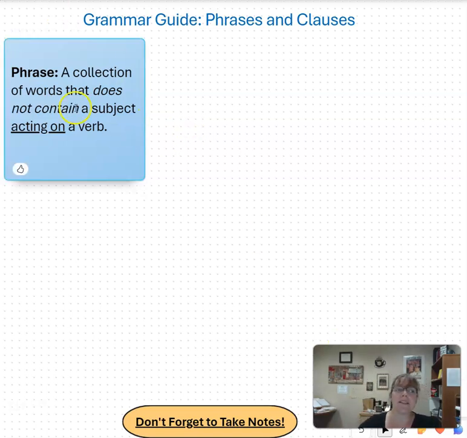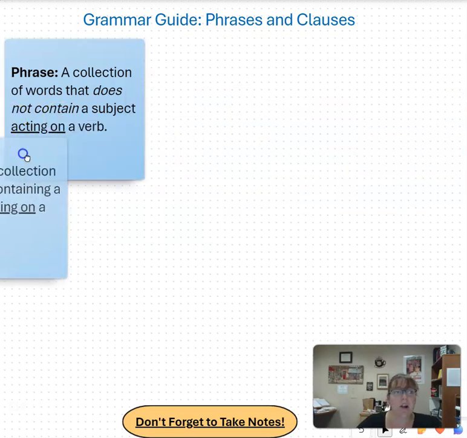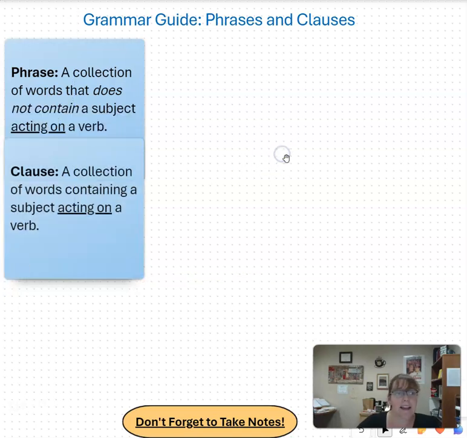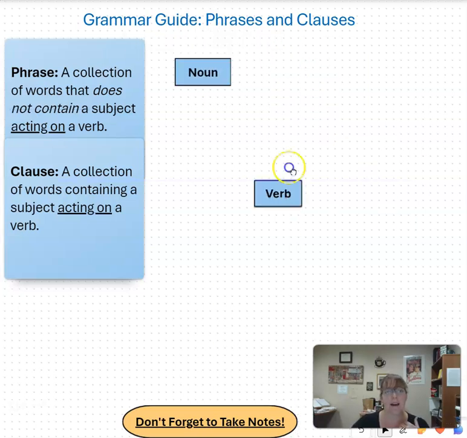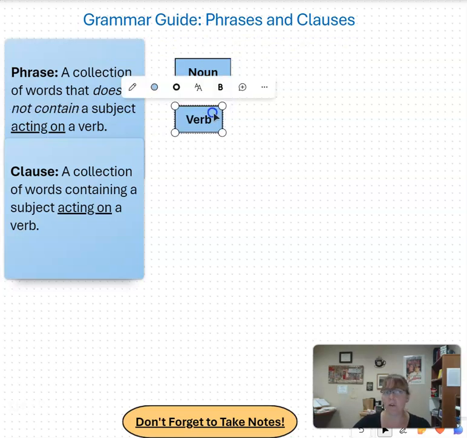Okay, a phrase is a collection of words that does not contain a subject acting on a verb. A clause is a collection of words that does contain a subject acting on a verb. So here are our fancy words and our fancy grammatical explanations. So now let's talk about what that means. So way back, somebody told you that in order to write a sentence, you needed to have a noun and a verb, right? At the very least, in order to write a sentence, we need a noun and a verb.